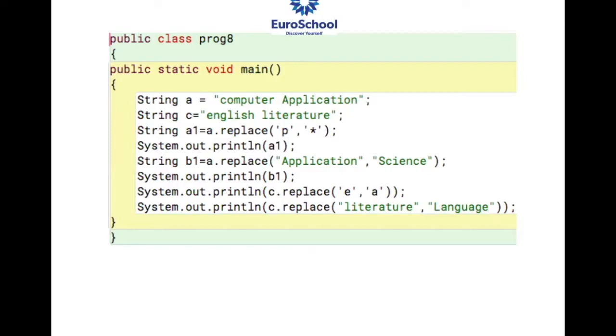Now, next, string B1 equals A.replace the word application with science. Samriddhi?